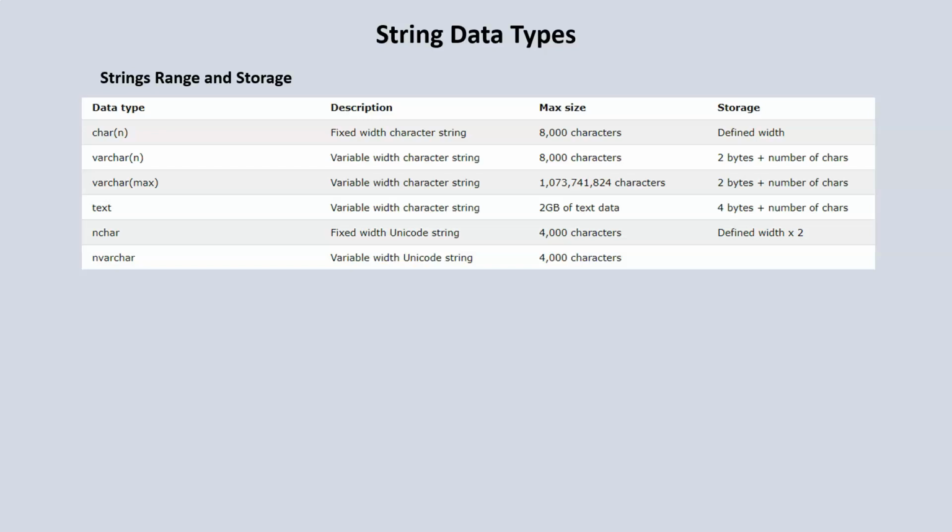The main differences, or one of the main differences, between all of the string data types has to do with the size of characters that you could have within each one, as well as the amount of storage needed. Now, CHAR is a fixed width character string. What that means is that you can only store a fixed character length within CHAR.